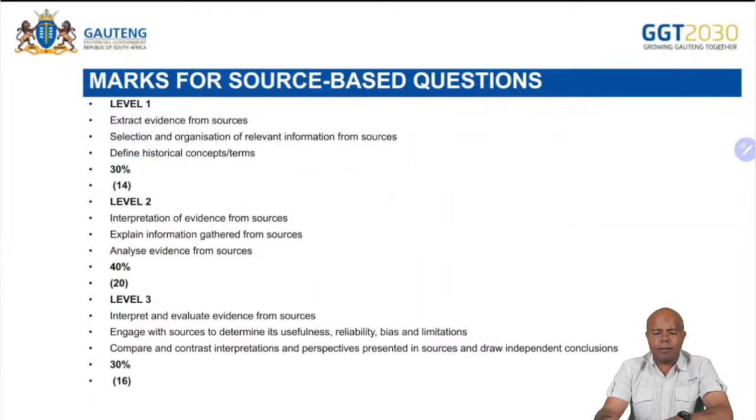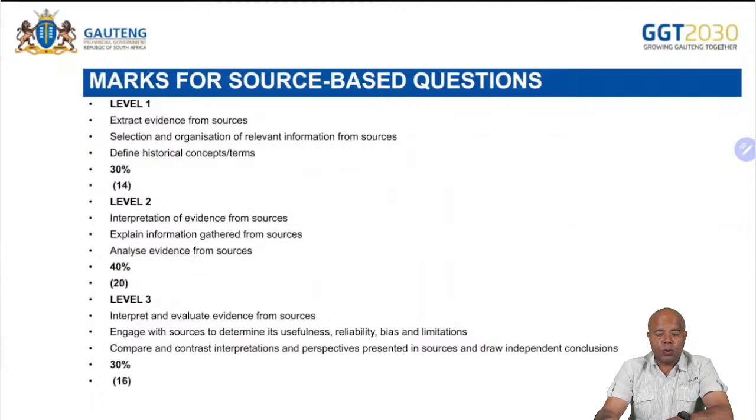Let's go to level 1. Level 1 is what we call extract evidence from sources, selection and organization of relevant information from the sources, and define historical concepts or terms. The percentage there is 30%, and the mark allocation will be 14 marks for level 1 questions. Then level 2 is what we call interpretation of evidence from sources, explain information gathered from the sources, and analyze evidence from the sources. The percentage there is 40%, meaning the weighting is 40%.